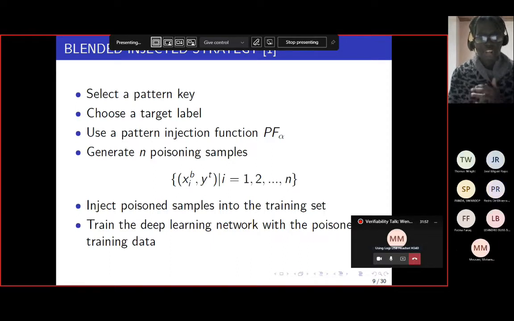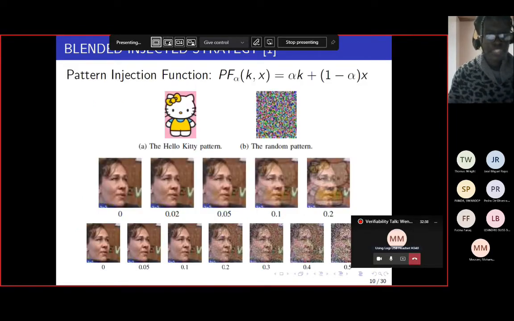In their work, Chen et al. found that this value needs to be large enough so that the attack success rate can be high, but low enough so that the key is not detectable. We'll see that on the next slide. So once you've picked your pattern injection function, you need to create poisoning samples from it, inject them into your training data set, and then train your deep neural network with those poisoned training data.